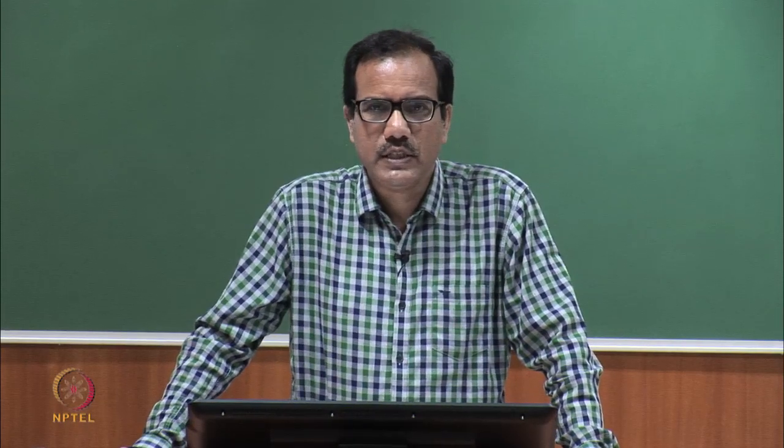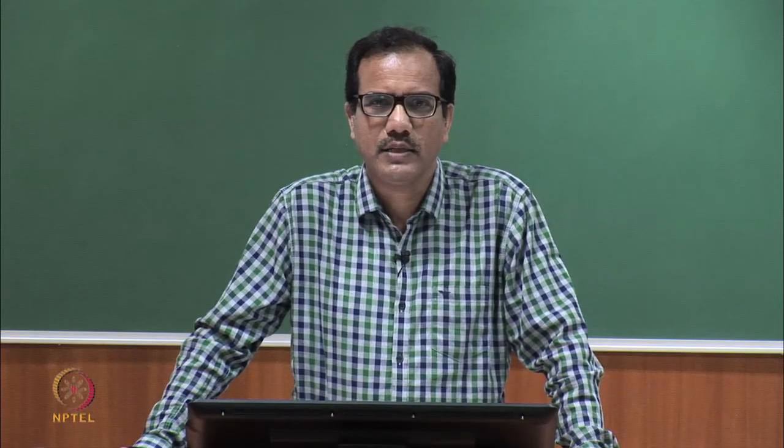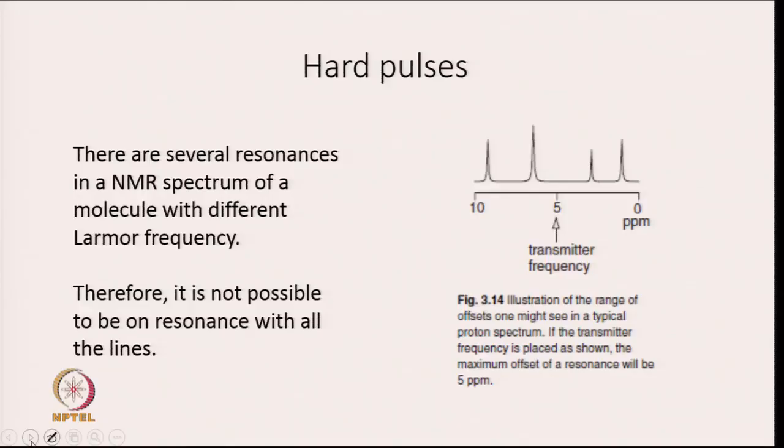Okay, so now the question is, we have to apply a pulse at one time. Suppose I am applying a 90-degree pulse to get a 1D spectrum, and which kind of pulse should we use? There are several resonances in the NMR spectrum of a molecule with different Larmor frequencies, and it is not possible to be on resonance with all the lines. So, we have to choose a transmitter frequency such that we are affecting all the resonances at the same time.